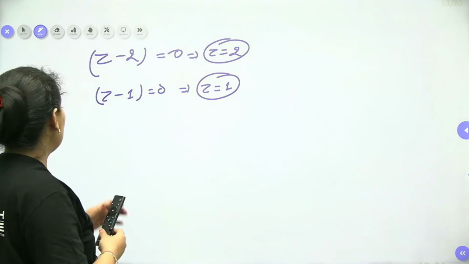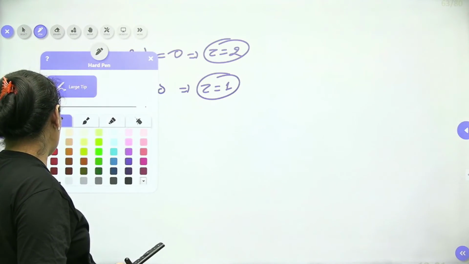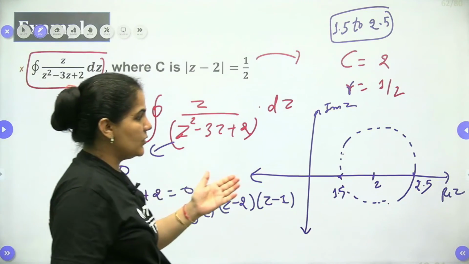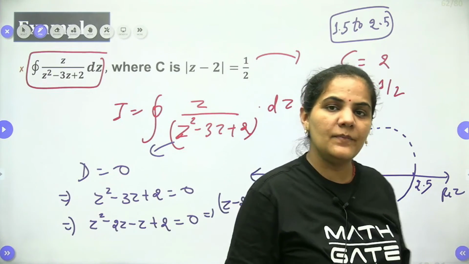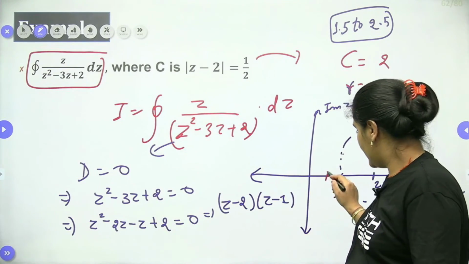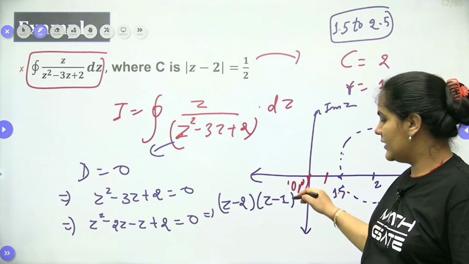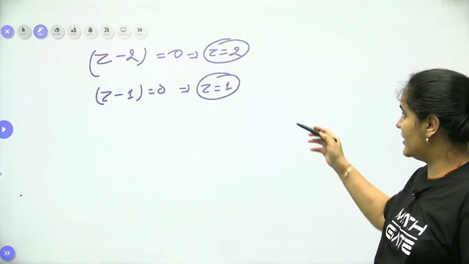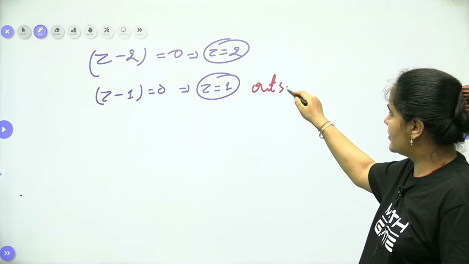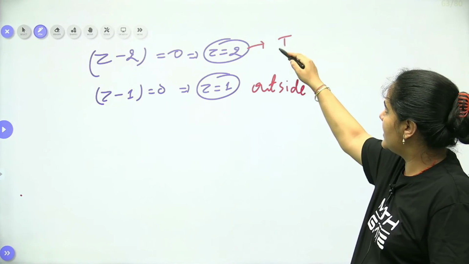Which pole is inside and which pole is outside, we can conclude from here only. z equals 1 is definitely outside the closed curve. We can see 1 will be here only if this is the origin. So 1 will be here, so 1 is outside the closed curve. z equals 2 is inside only, guys.